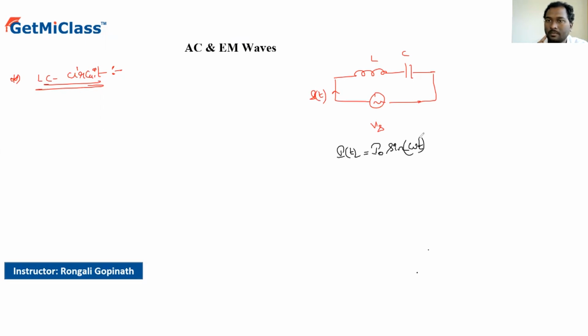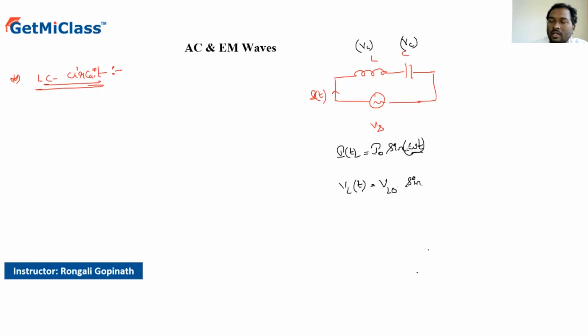Okay. So this is the inductor and capacitor, LC, and this is the voltage source Vs. Let's say the current here is I of t, where I of t is given by I naught sine of omega t. Voltage across the inductor is VL, voltage across the capacitor is VC, where VL of t is equal to VL naught into sine of. Now let's observe this. In an inductor, the current lags the voltage by 90 degrees.